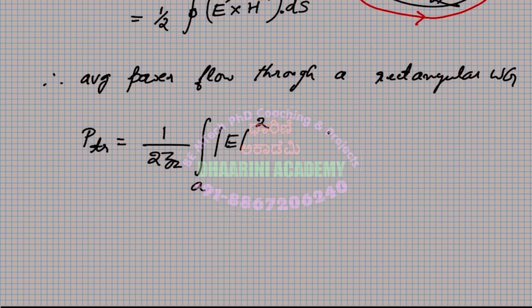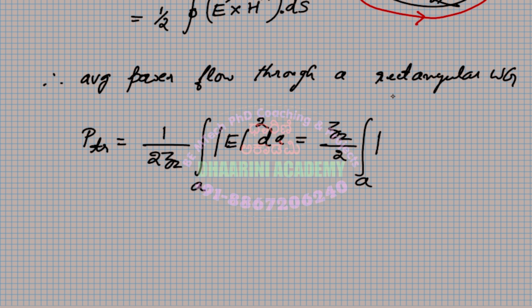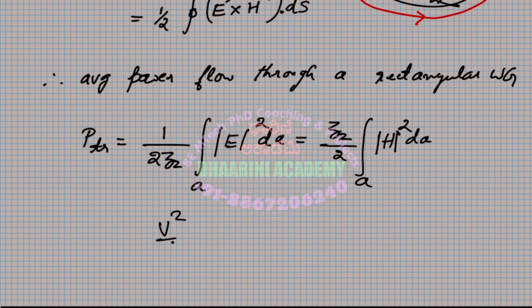This is one equation. Otherwise, you can also use Z_Z divided by 2, integral over A, magnitude of the other component, that is H square into dA. Okay, now assume that you have voltage in a circuit. If you know the voltage, how do you calculate the power? V square by R, correct? Voltage square divided by resistance gives you the power.